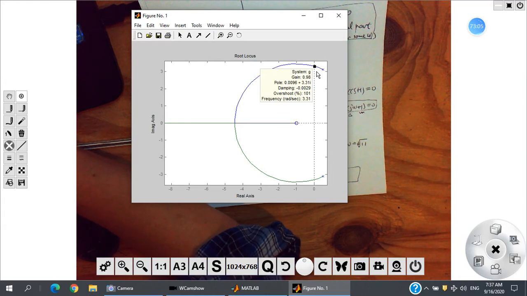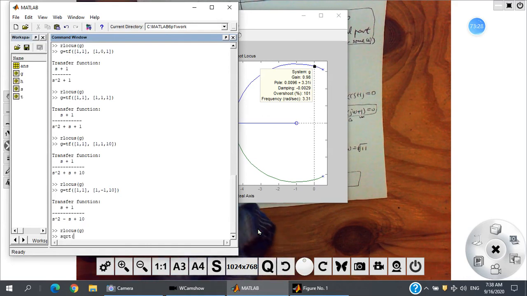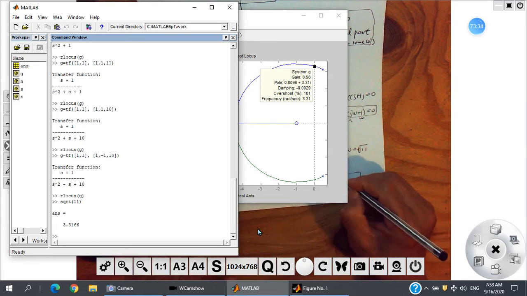This point, so the gain should be 1. Yeah, here I select and I can only get 0.98. It should be 1. The gain should be 1, right? K should be 1, and the pole will be square root of 11. What is square root of 11? It is 3.3166, right.